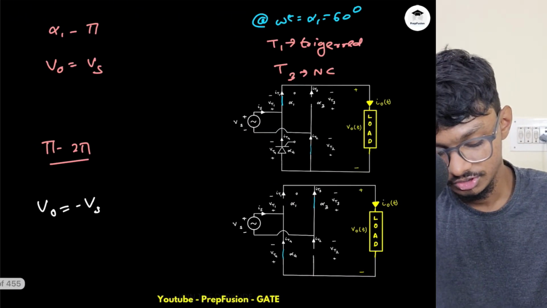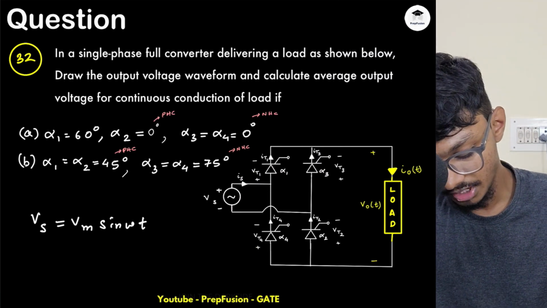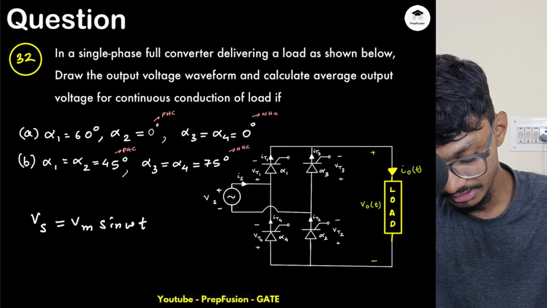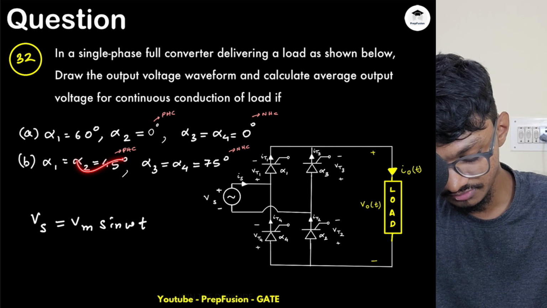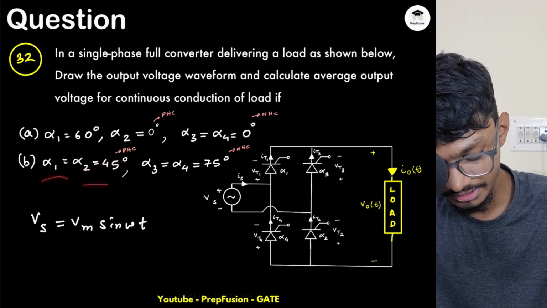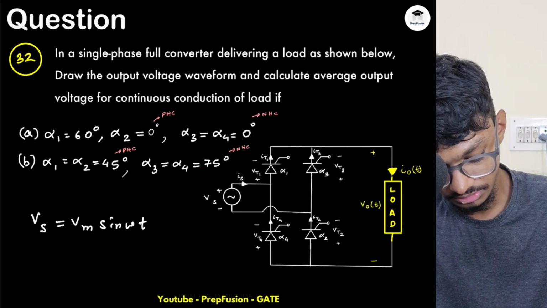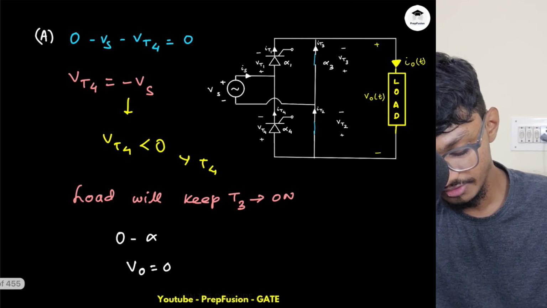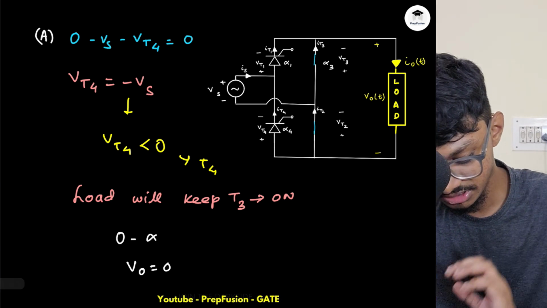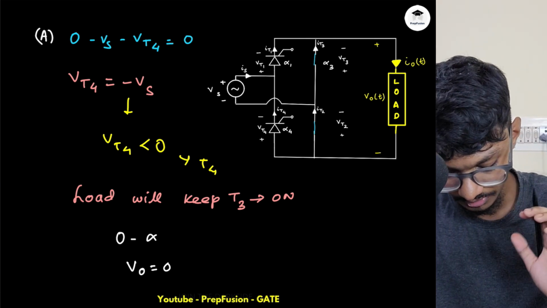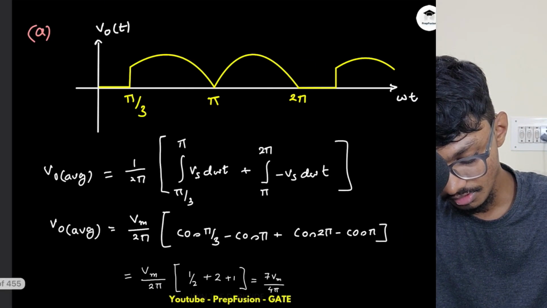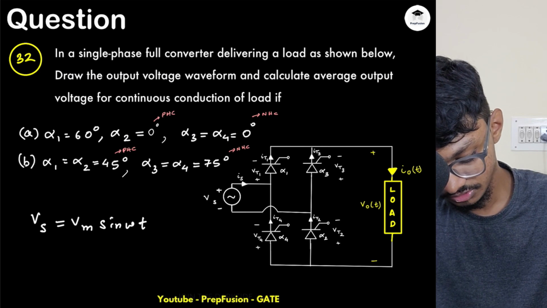And what about part B? For part B, I am triggering at 45 degrees for T1 and T2, and triggering at 75 degrees for T3 and T4. It will be the same analysis, just a difference will be here. I will explain in a minute what the difference will be.